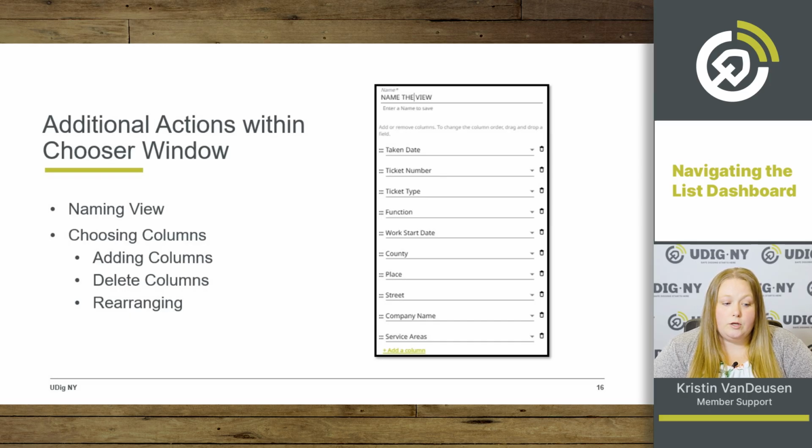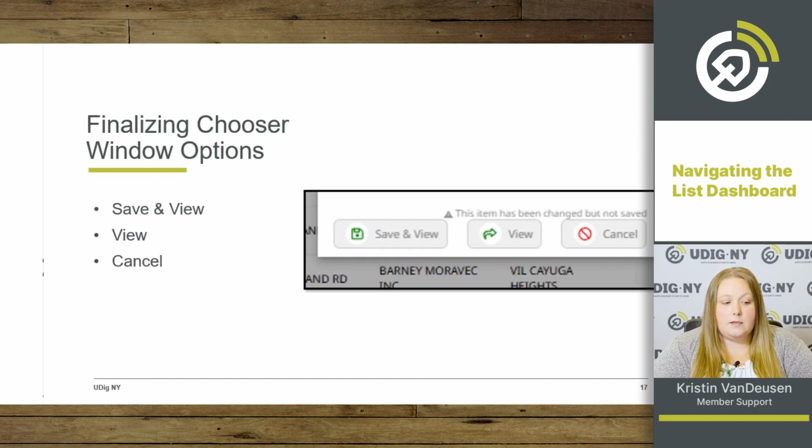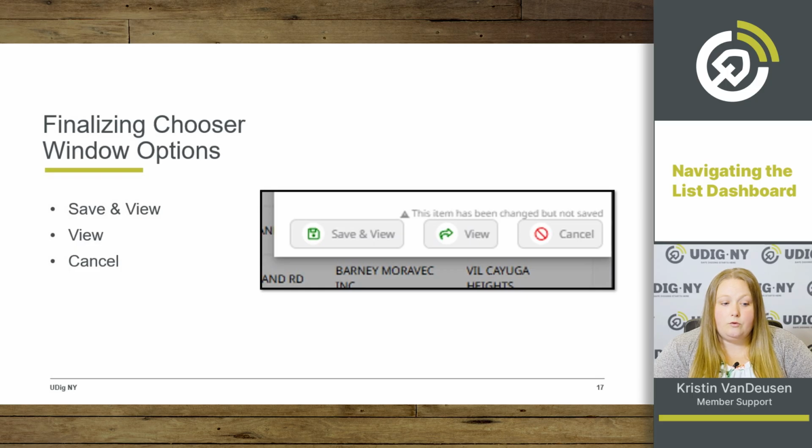Lastly, you can also rearrange how the column headers are displayed by clicking on the 6 dots to the left of the column name. Lastly, once you have a new view set, there are 3 options located on the bottom: save and view, view, and cancel.